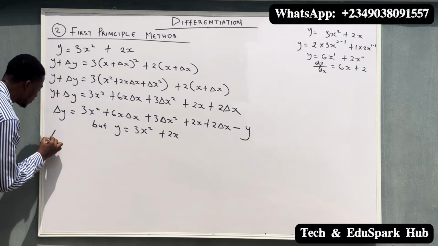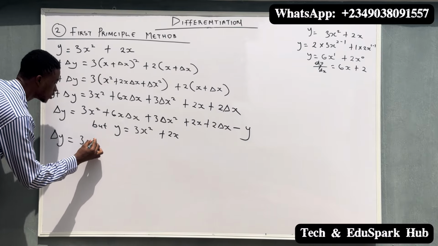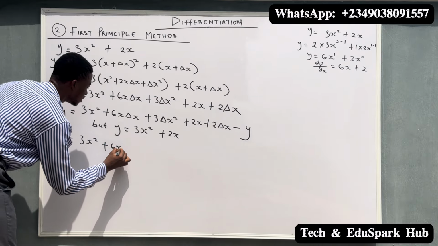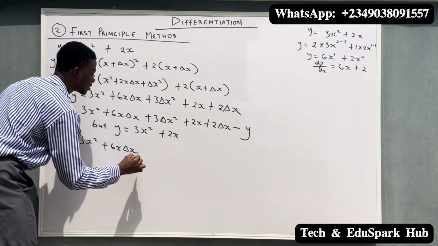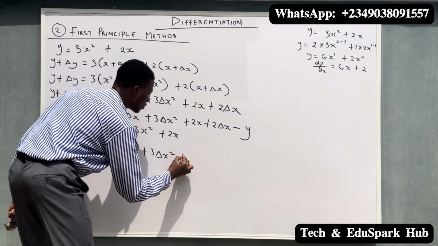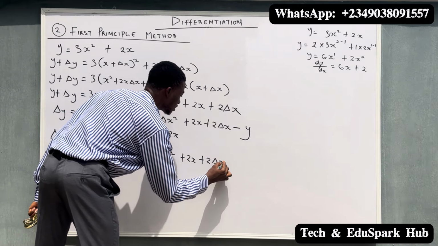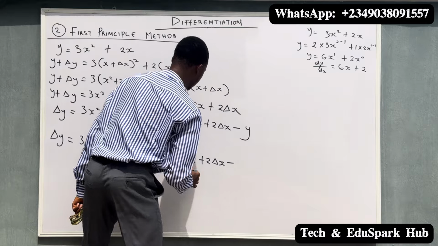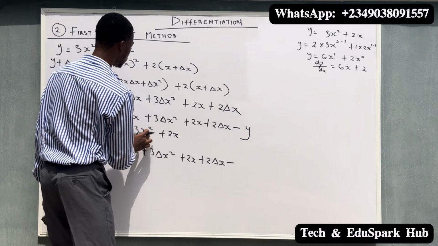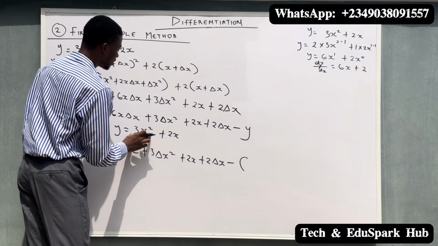And in doing that, we have our dy equal to 3x squared plus 6x dx, which is change in x, plus 3 change in x squared plus 2x plus 2 change in x. So this will now be minus, what is y? Y is what? 3x squared plus 2x. So you can put that in the brackets because you are having more than two polynomials.